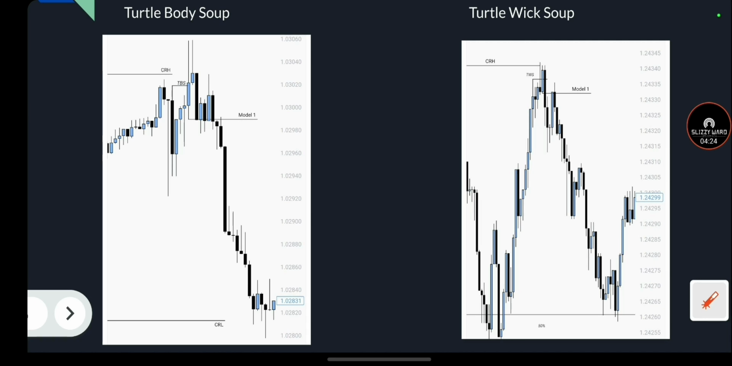And let's move to the total wick soup. Similar to the total body soup, we have our candle range high and price sweeps. As you can see, it swept this high. It didn't close with the body, it just closed back into the range, and then the next candle closed with the body. It would be a total wick soup, and we look for entries on the model 1 right there, and we sell towards our targets.